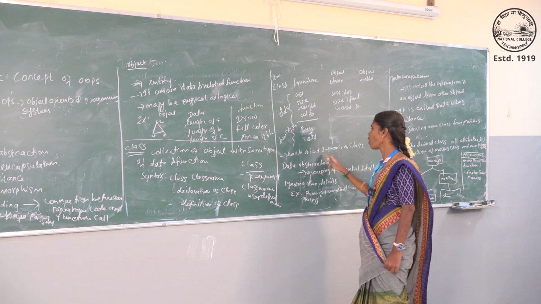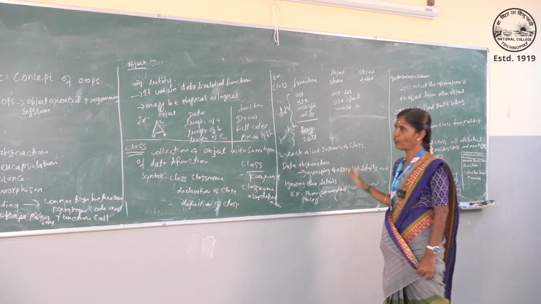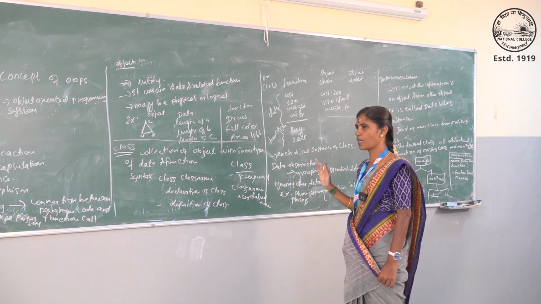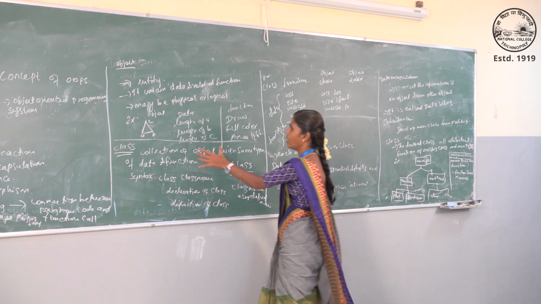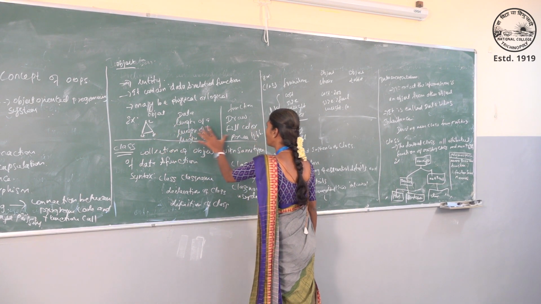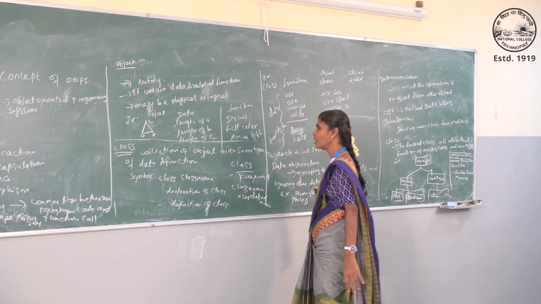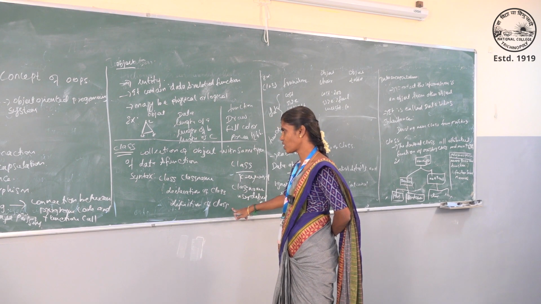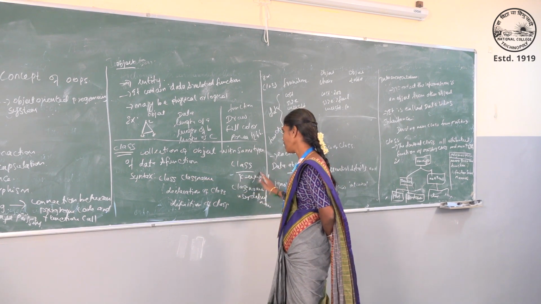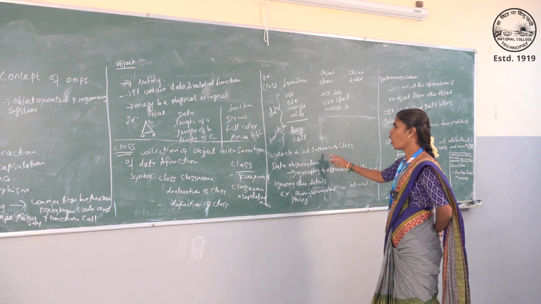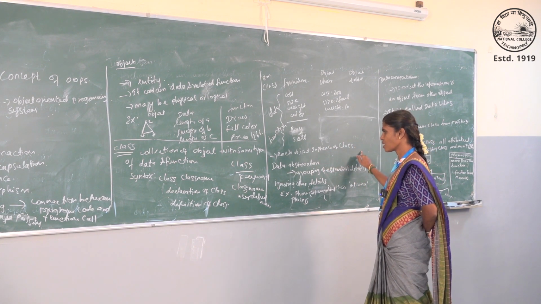Next, each object is an instance of the class. Every object is an instance of the class. Class is a collection of objects with the same type of data and functions. Data means the physical components. Logical work is called the function. Syntax is class, class name, declaration of the class, definition of the class. Class is a keyword, class name is a user defined name.